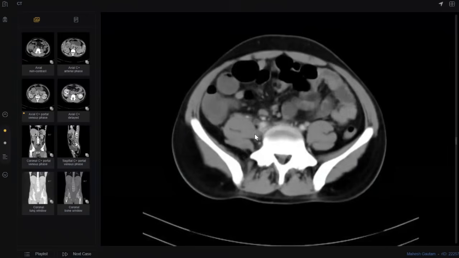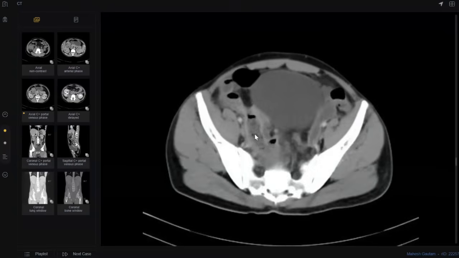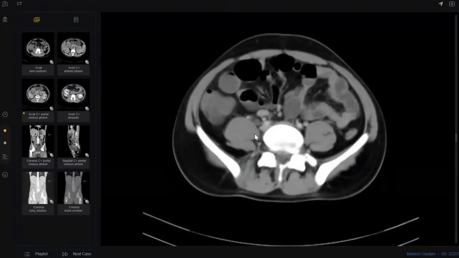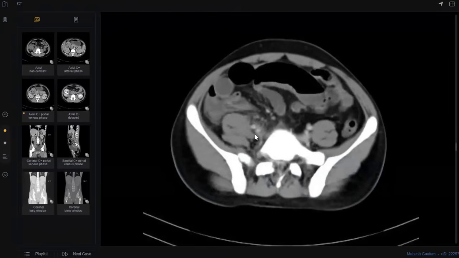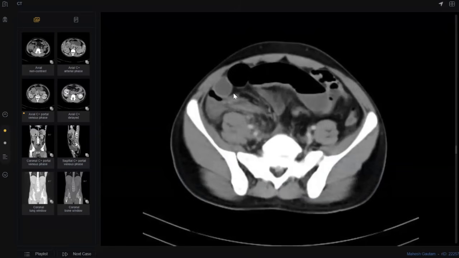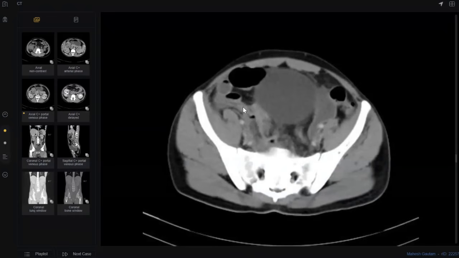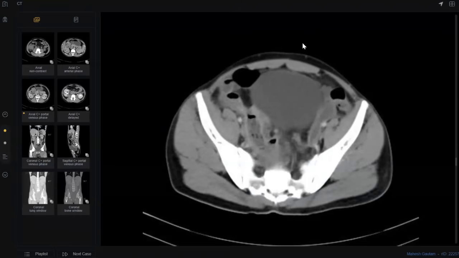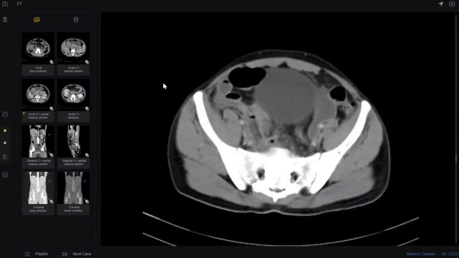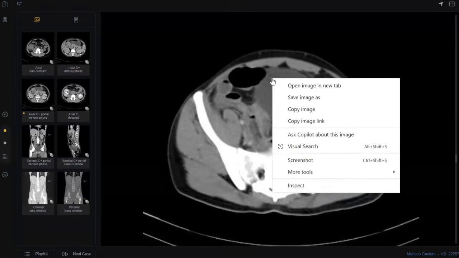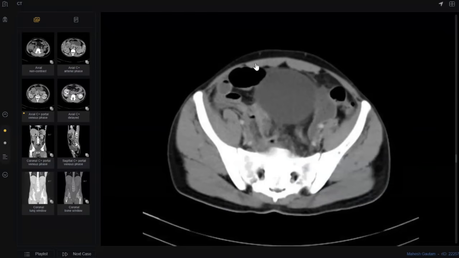How to detect the appendix? I think the axial is easier. Why? This is the terminal ileum. Follow it. Posterior to it is the appendix. Yes, I think the structure we are talking about is the appendix. This one. Where is the annotation? This one. Look.